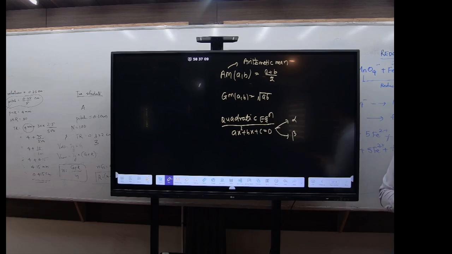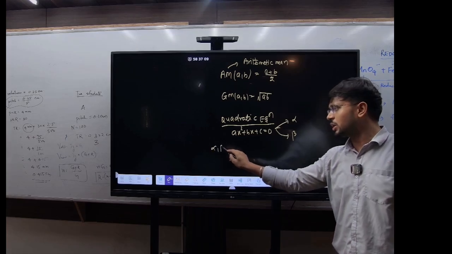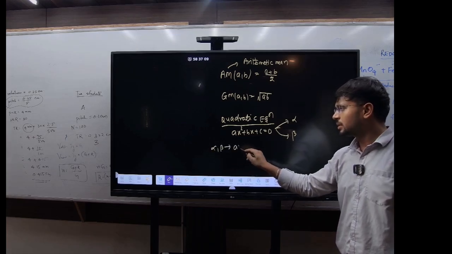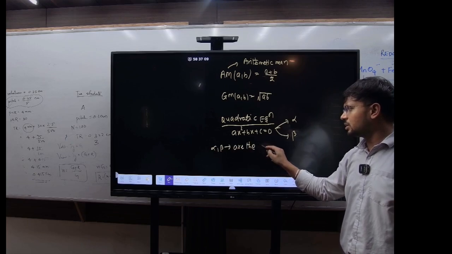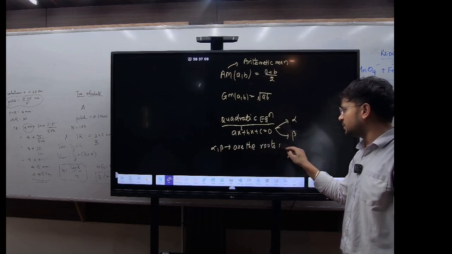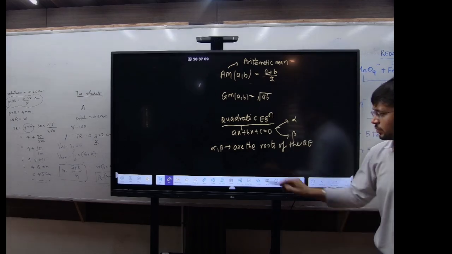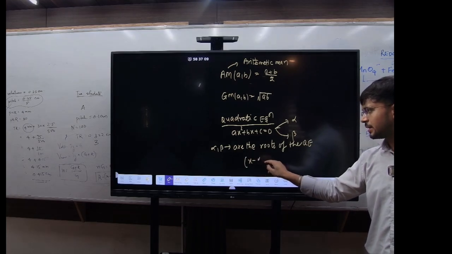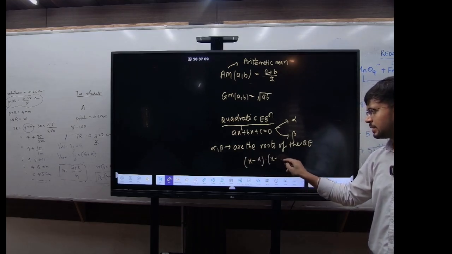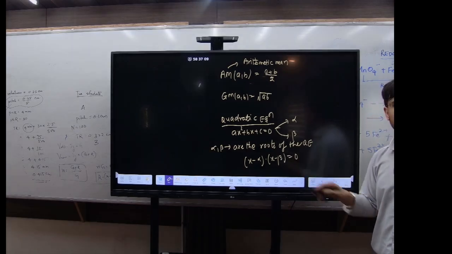If you know the roots, you can form the quadratic equation. If alpha and beta are the roots, what is the quadratic equation? If I am saying alpha and beta are the roots of the quadratic equation, then what will the equation be? The equation is nothing but x minus alpha into x minus beta is equal to 0.